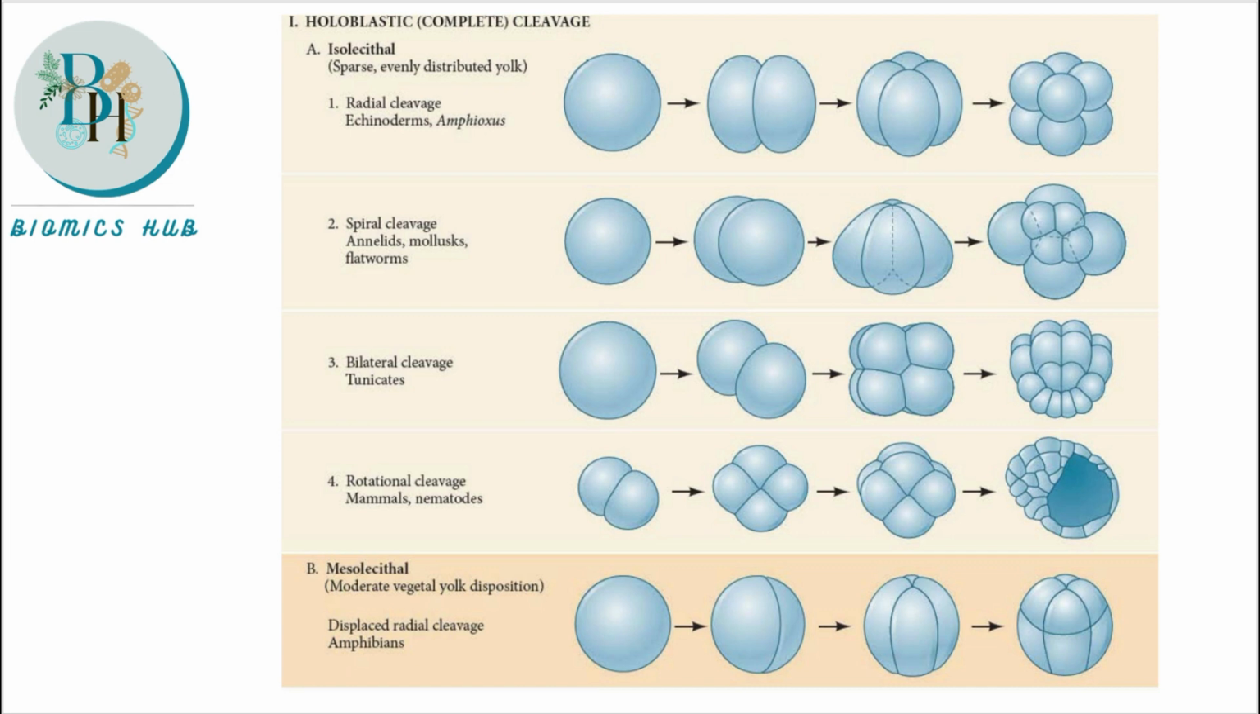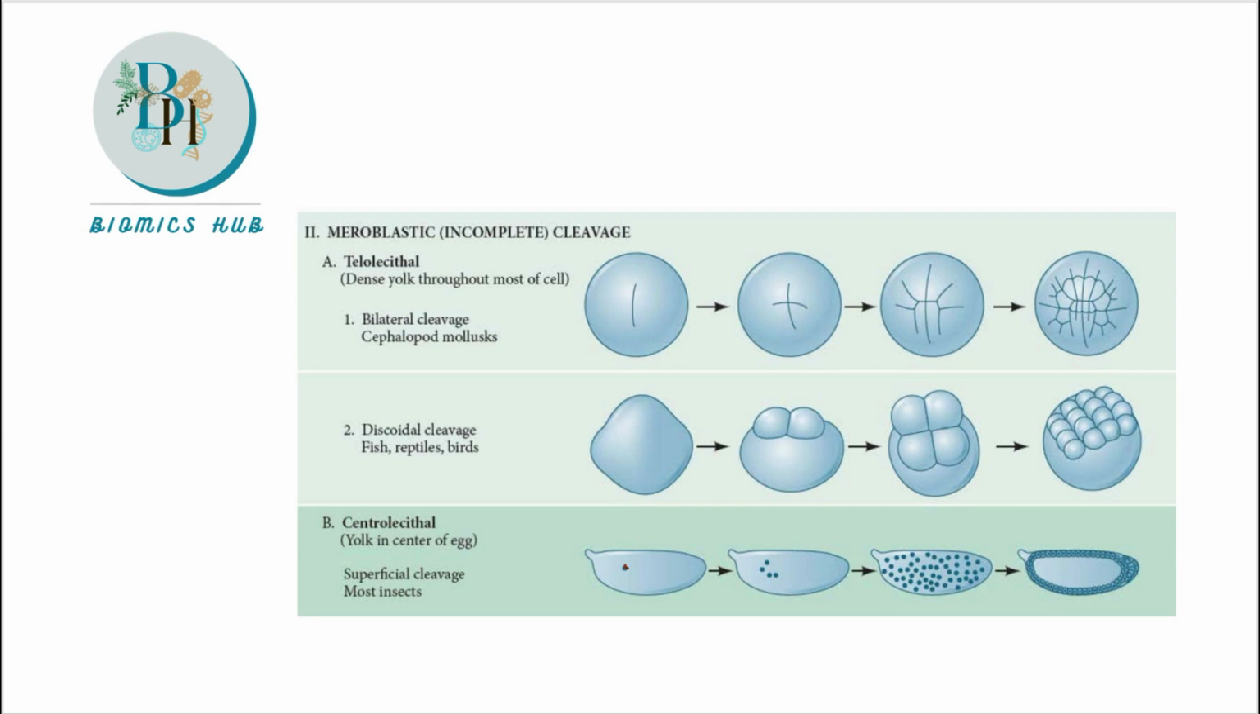The next is the mesolecithal egg. When the yolk is distributed moderately in the egg, it is known as a mesolecithal egg, and it has radial cleavage. An example of it is amphioxus. Now the next is the incomplete cleavage. The incomplete cleavage is the meroblastic cleavage.